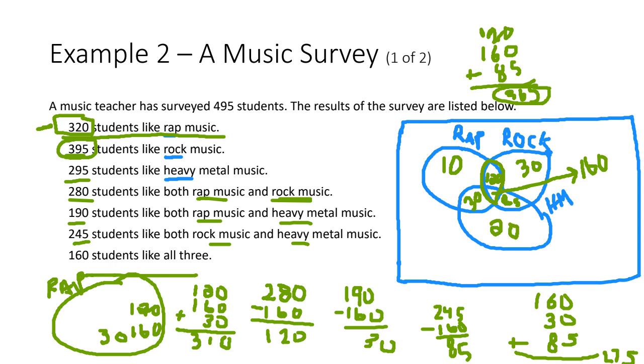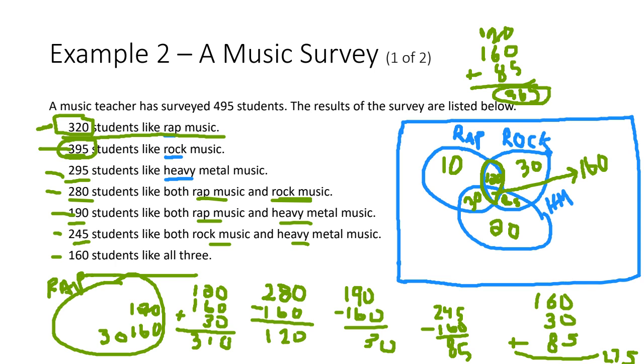Okay, so we have addressed all of these points here. And so that must be our completed graph. But there's one more thing that we need to check, and those are students who are outside of the circles. Students who do not like rap, and they do not like rock, and they do not like heavy metal. So how do we figure out that number?